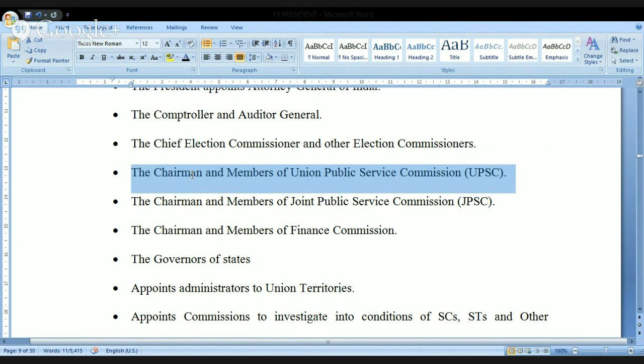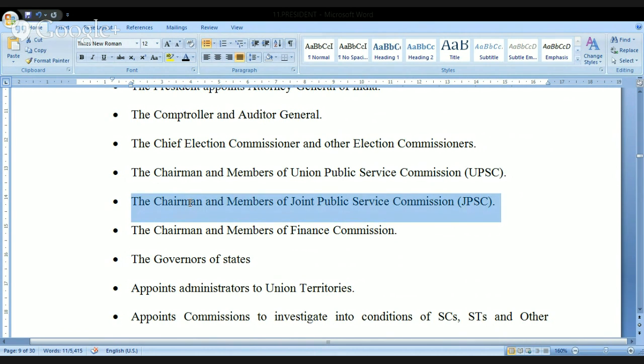Similarly, we have a chairman and members of the Joint Public Service Commission. It is called the JPSC, right? JPSC means what? It is just like a state public service commission, but it is conducting examination for at least 2 states. That is called the Joint Public Service Commission. When we come to the topic, we'll have a detailed discussion. But in the Joint Public Service Commission also, we have a chairman and members, and everybody is appointed by the President.